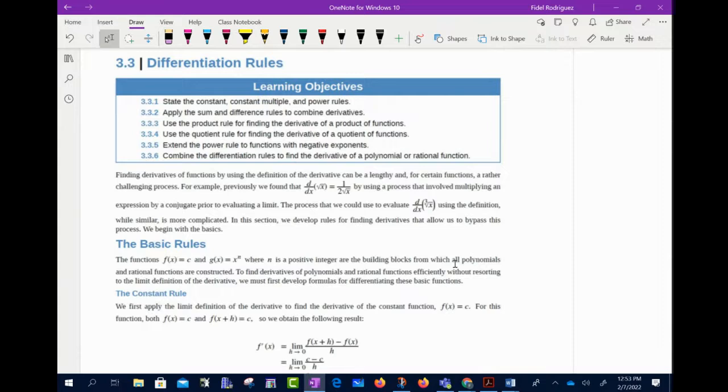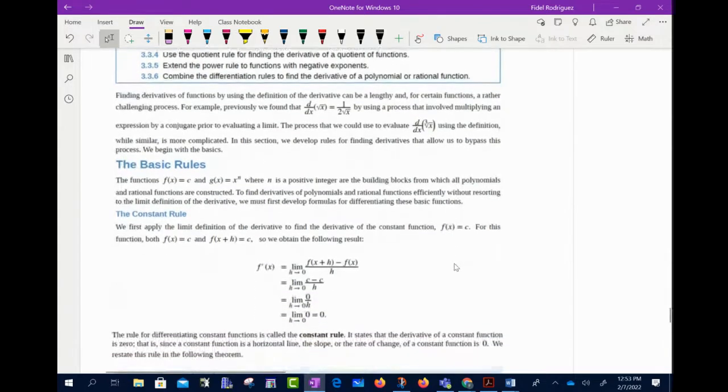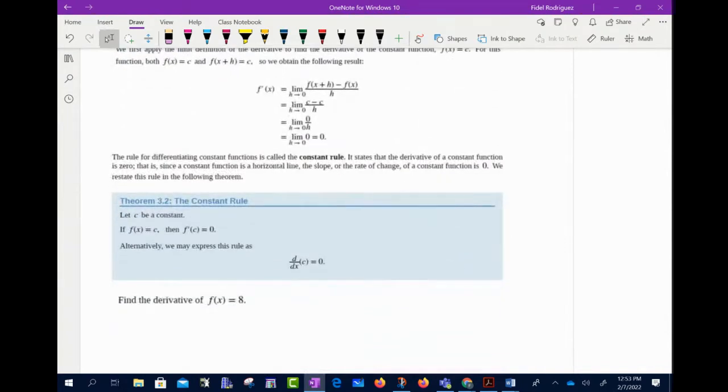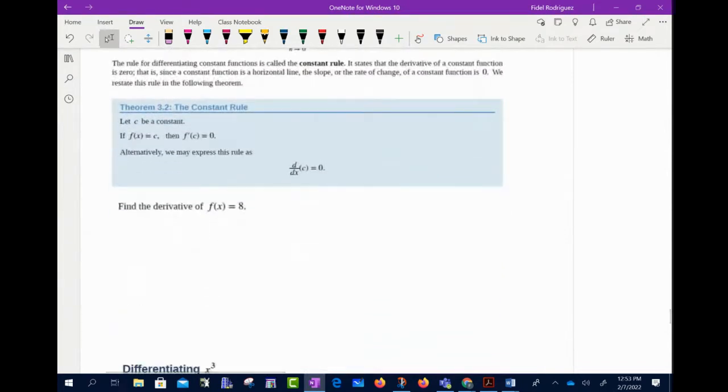Okay, so we have basic rules here, y'all. I'm going to get to something called the constant rule. So here is the constant rule. It says the derivative of a constant is equal to 0. Okay, so here is our first problem. It says find the derivative of f of x. So we're looking for f prime of x.